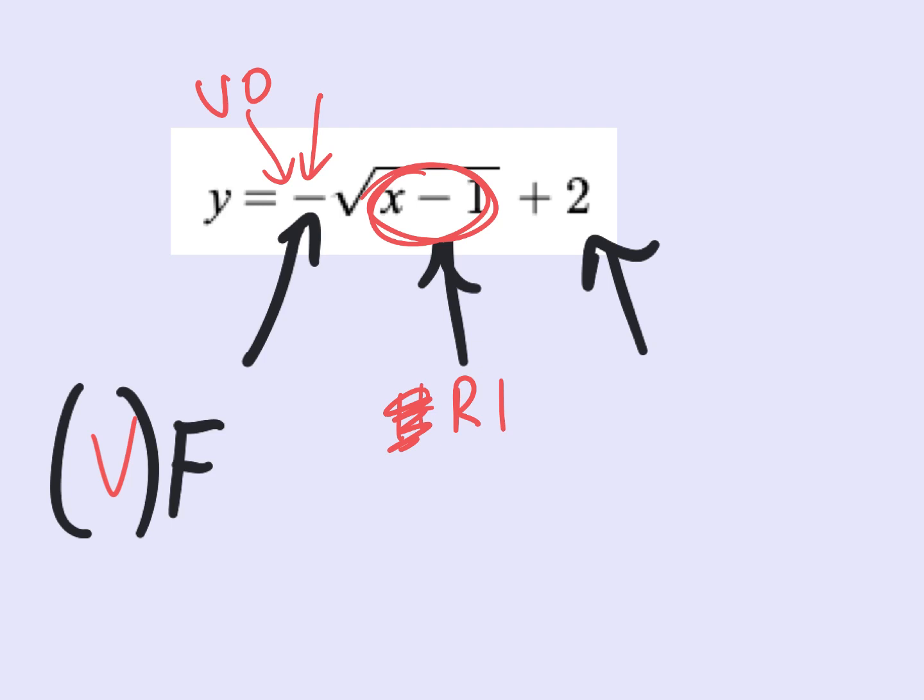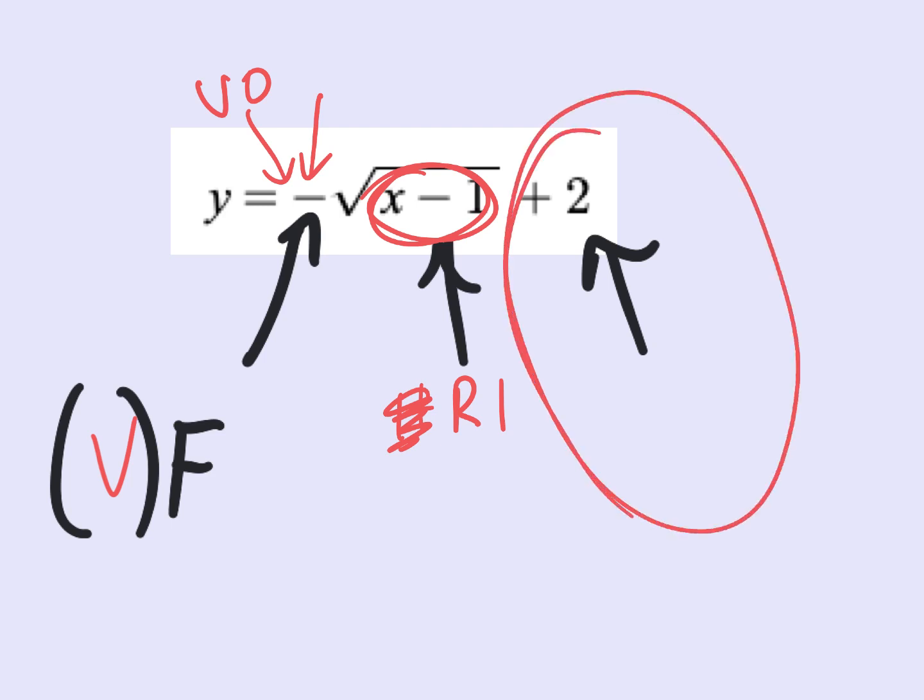let's go with Kate. That 2 at the end, what does that do? It goes up 2. Correct.